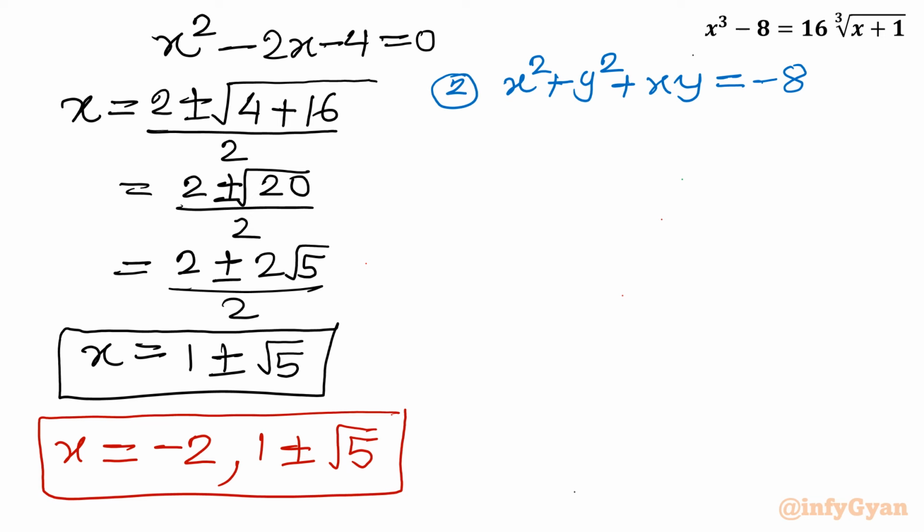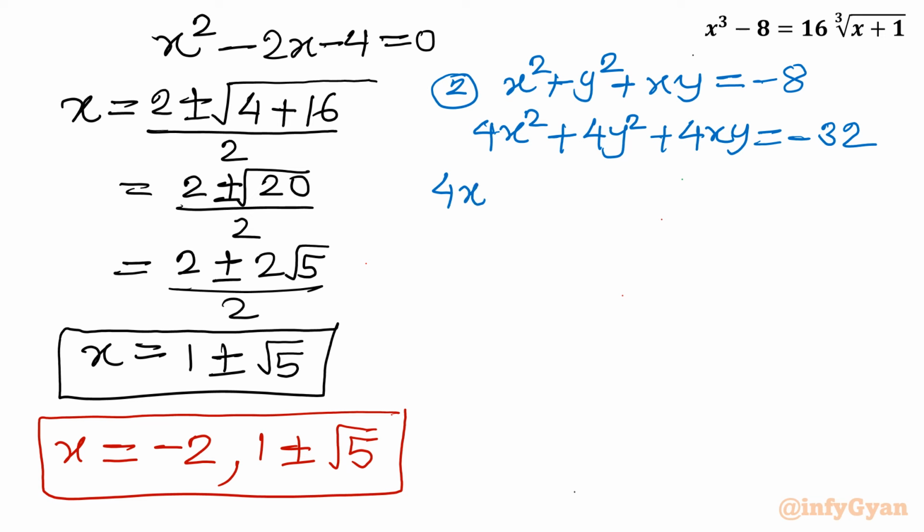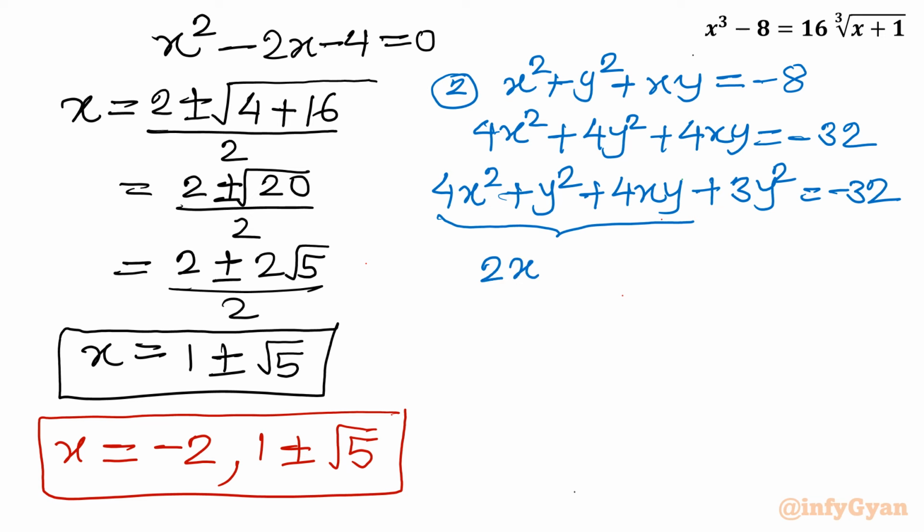Let's solve this. So I will consider one manipulation, multiply this equation with 4. So 4x square plus 4y square plus 4xy equal to minus 32. Done. Now I will write this 4x square as it is, and then 4y square I will consider as y square plus 3y square, and 4xy. 3y square is left, equal to negative 32. Then you can see from these three terms, I can write it as 2x plus y whole square. Check this out. 2x whole square, 4x square, y whole square, y square. 2ab, 2 times 2x times y, so 4xy, plus 3y square equal to negative 32.